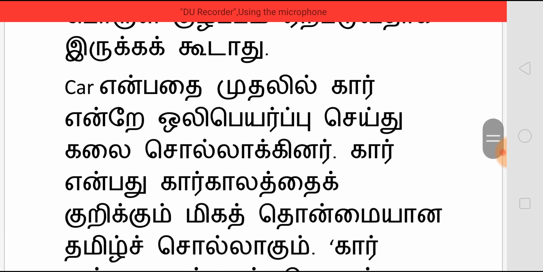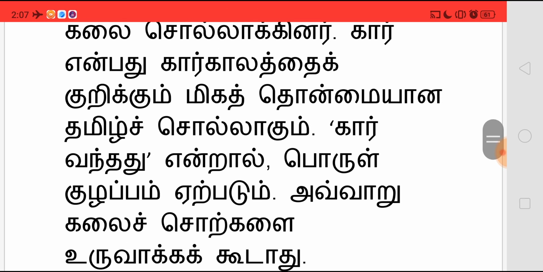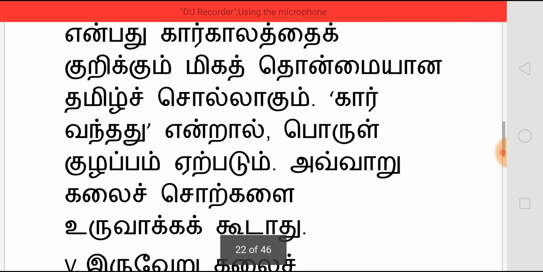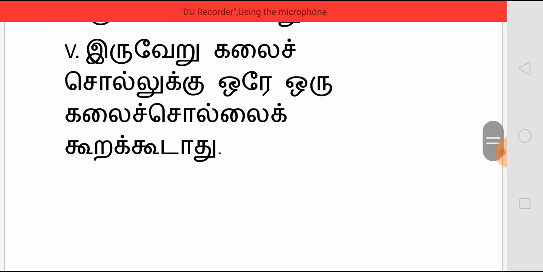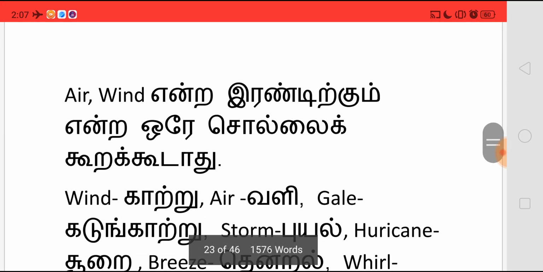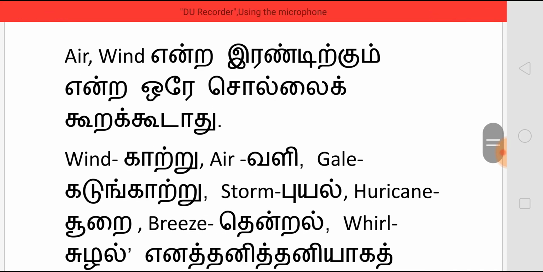For example, car was, from the beginning they said car only, and then they started thinking, because Kar in Tamil is an ancient word that means rainy season. So when you say kar vandadu, it will create confusion. So such words should not be created. And two different products should not be mentioned by the same word, like air and wind, they should have separate words.